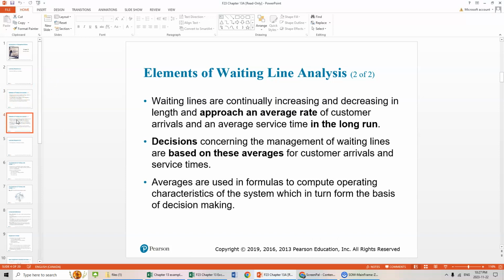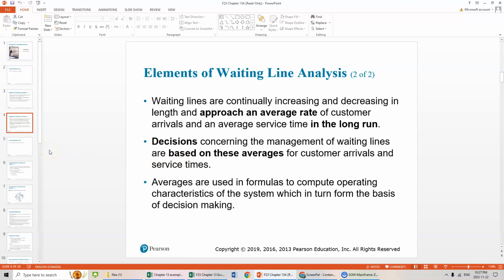Waiting lines are continually increasing and decreasing in length and approach an average rate of customer arrivals and an average service time in the long run. And that's a key factor to consider. We're talking about long-run averages in terms of arrival and service rates. Decisions are based on those long-run averages, and we're going to use some of those variables to help us decide just how efficient a system is.